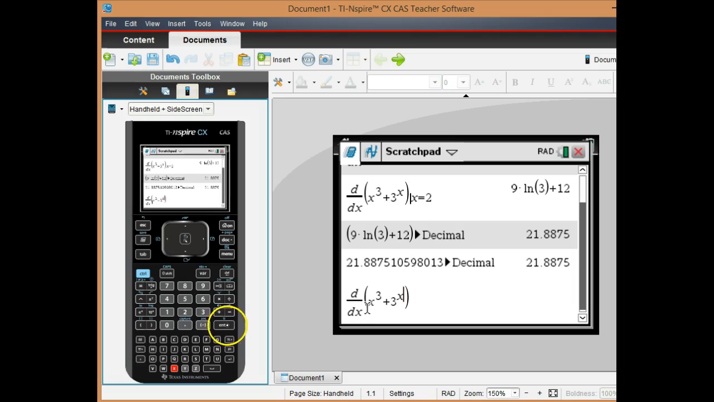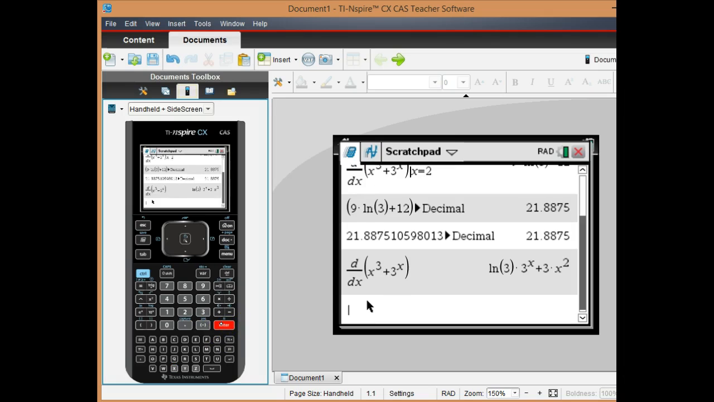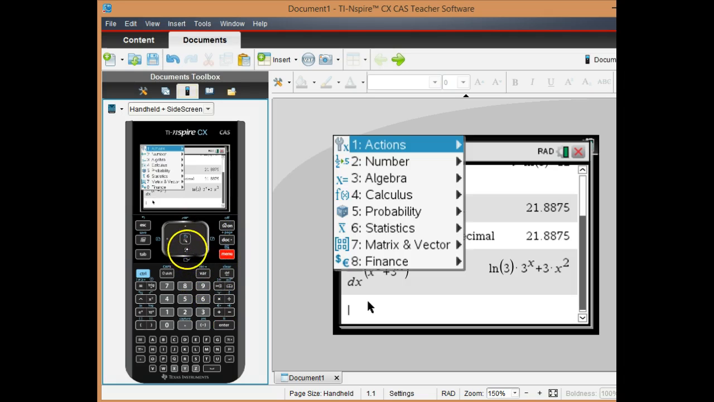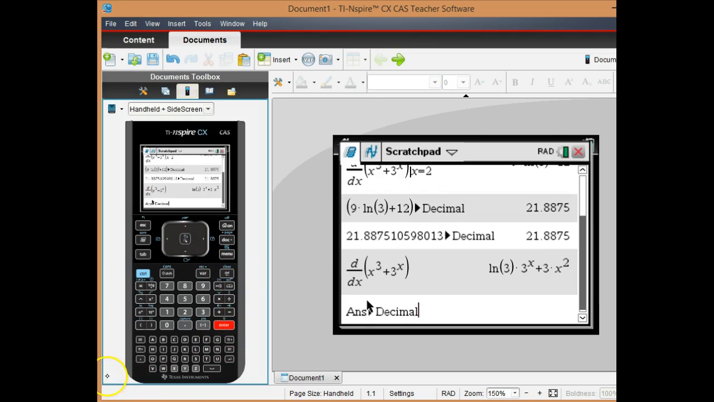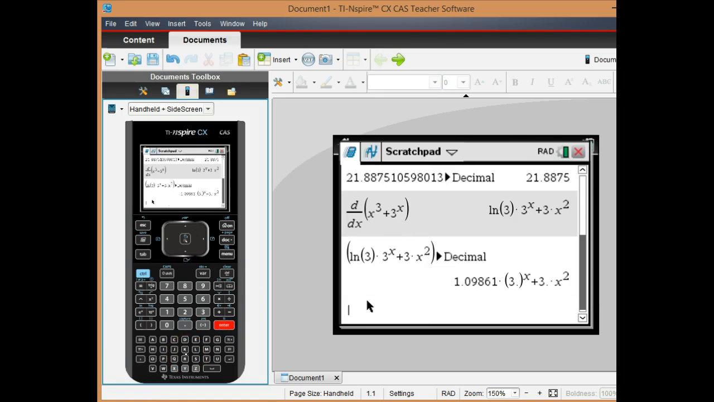All right, anyways, hit enter and we'll pop out the derivative of this function. We haven't gone over deriving exponents, which we eventually will, but this is the exact derivative of this. Let's say we wanted a decimal version of this, so hit menu and give me the actual decimal value. Whoa, that's not a decimal value. Just give us the one.